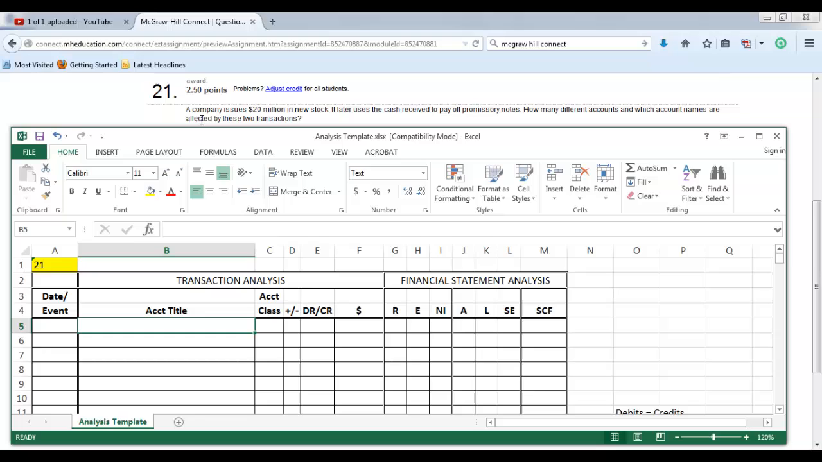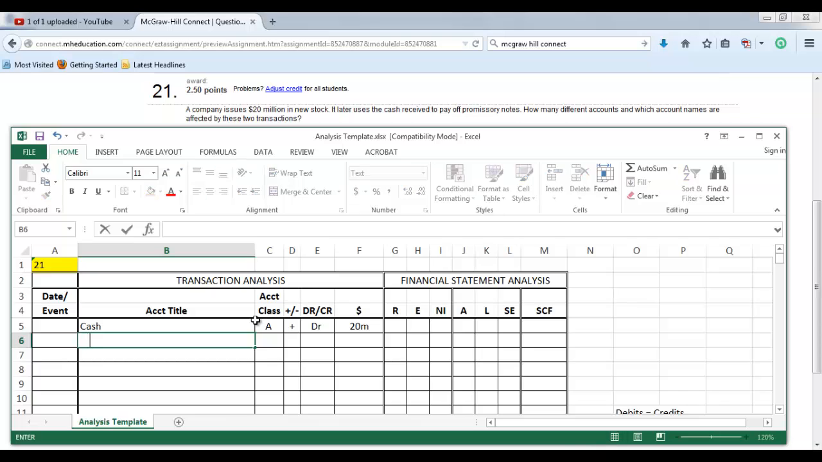So let's deal with the first one. A company issues $20 million in new stock, and that's in exchange for cash. So we know that we've received cash. Cash is an asset. We've increased it. So assets are increased with debits, and that's $20 million. So I'm just going to abbreviate 20M here.